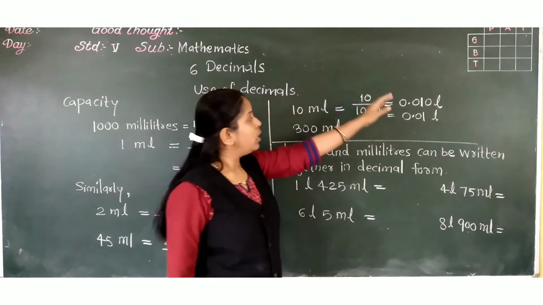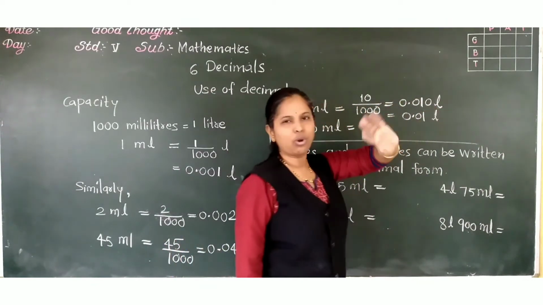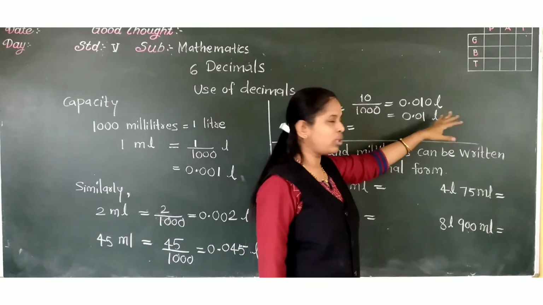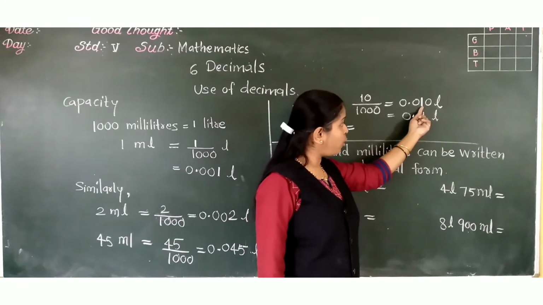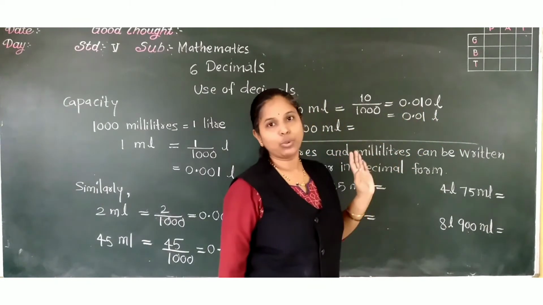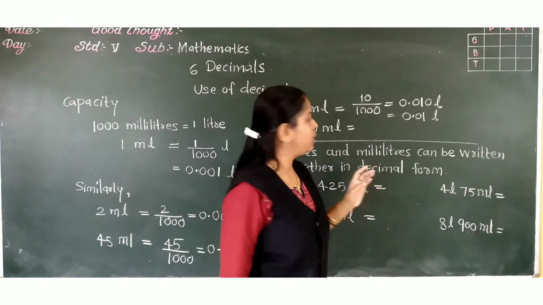In this way also. After the digit, if you are not writing 0, then okay. But before the digit, if zeros are there, we have to compulsorily mention them. Okay.